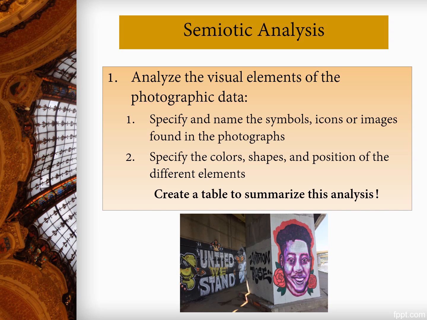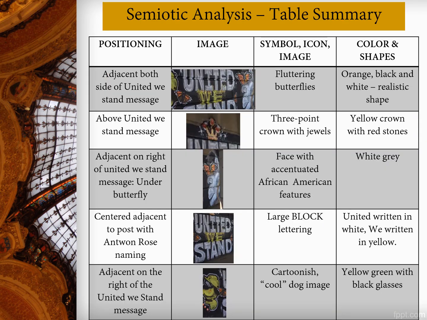So take a second, look at the photograph that's provided here, the case we're analyzing, and just think about what you can see, what you would define as an item, as an element, a visual element. Take a second to do this, and then we're going to move to an example with the table. So let's look at the headings of the table. Once again, we have positioning, we have the image of that, we have the symbol and the icon, the image, and then we have the color and shape.